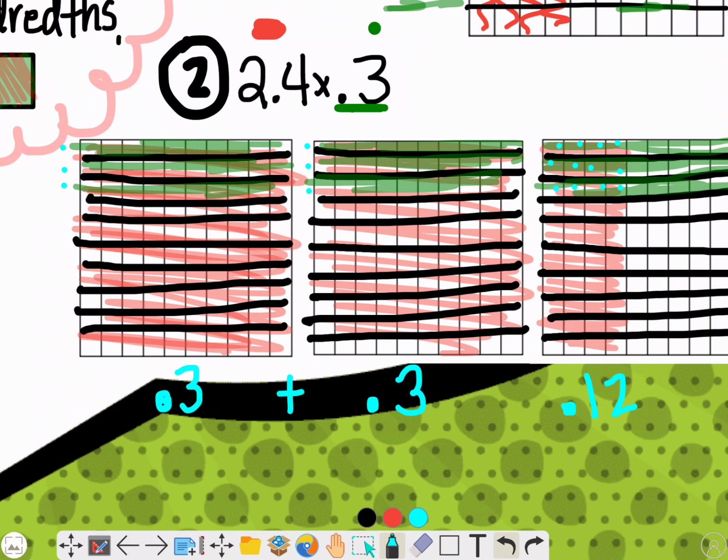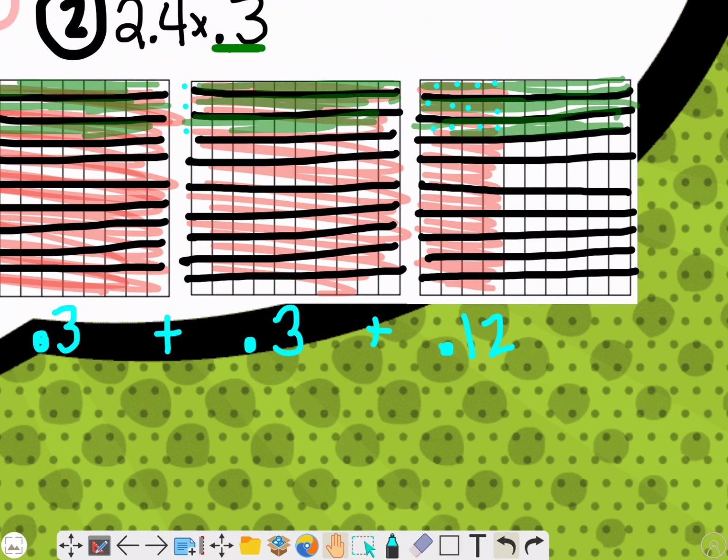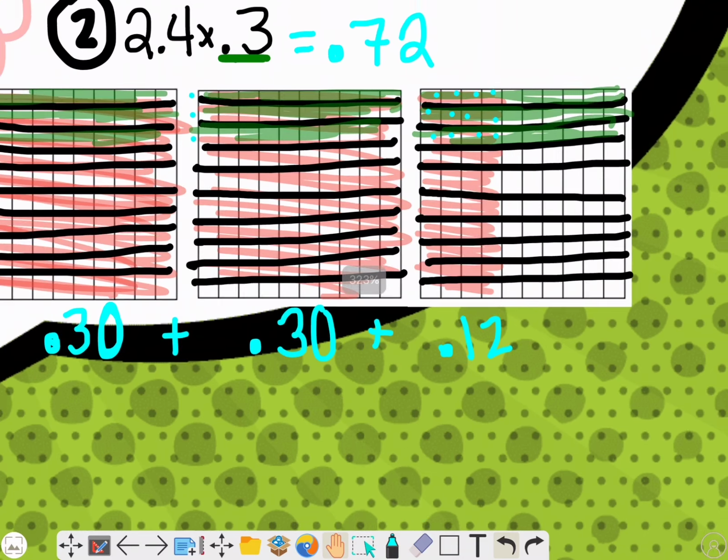So if I add it up, 3 tenths plus 3 tenths plus 12 tenths, what would I get? Well, some people are going to make a mistake because they say 3 plus 3 plus 12 is what? 6, 18. They're just going to say it's 18, but that's way off. Remember, 3 tenths is the same as 30 hundredths because 3 dimes is equal to 30 pennies. So 30 plus 30 plus 12 is 72 hundredths, 0.72. So that's how you do it.